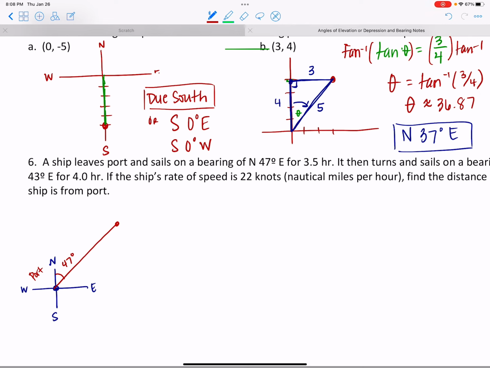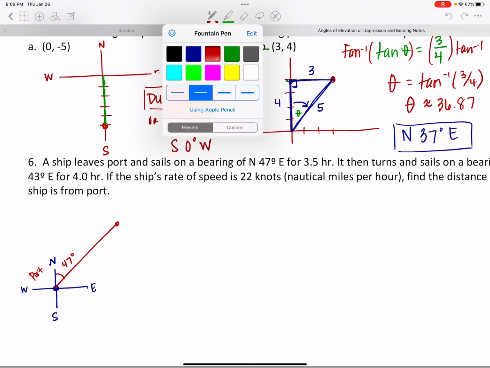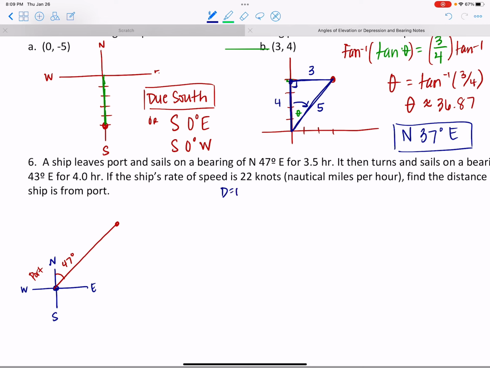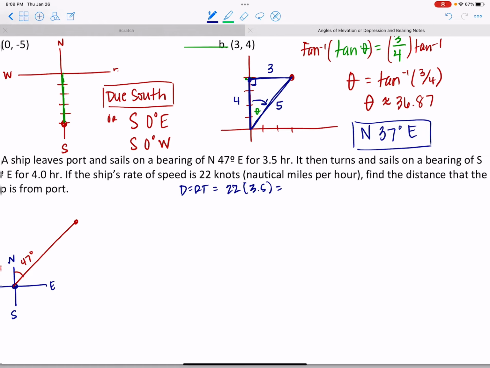We need to figure out that length, and we can do that because it's traveling that bearing, north 47 east, for 3.5 hours, and we know the speed is 22 knots, so that's 22 miles per hour. If I multiply, we know this formula: distance is rate times time. So the distance traveled there would be that rate of 22 nautical miles per hour times 3.5 hours.